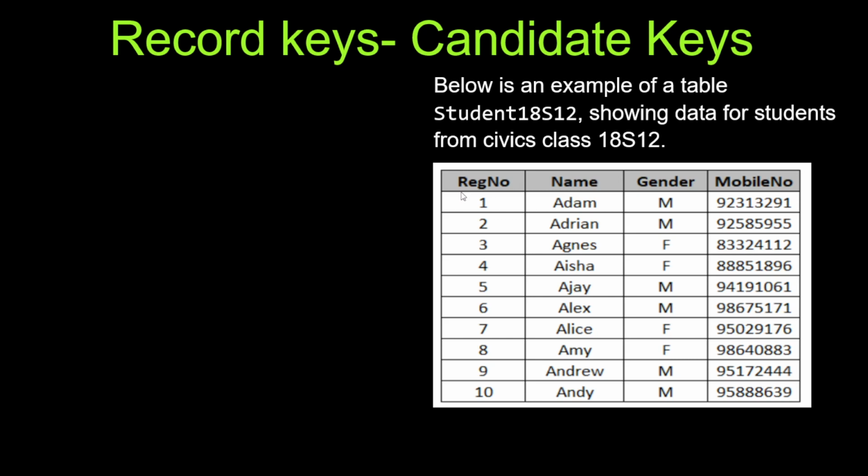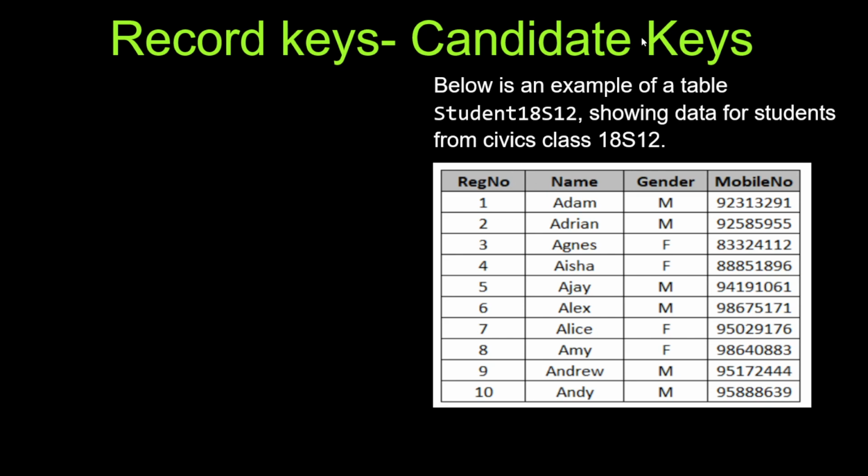The order of columns is not important, so I can put the name in front, followed by the registration number, etc. That's not important. Then each column must have a unique name. This allows us to identify which column we are talking about. Now we can talk about this slide here. This is basically a table that we're going to work with.